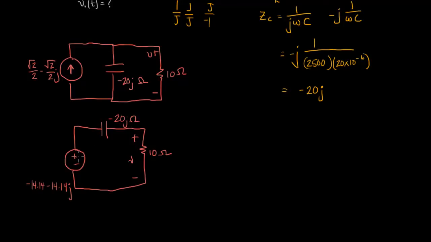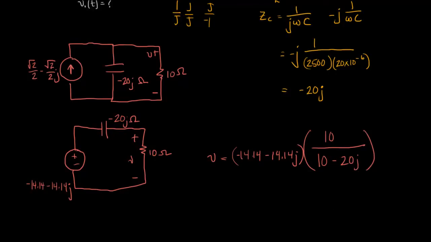Okay, so now I have a simple circuit with essentially two resistors that are in series, and I can just use voltage division here. So V equals negative 14.14 minus 14.14 j volts times 10 over 10 minus 20j.